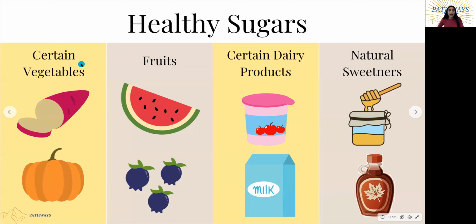So here are some ideas for where you can get healthy sugars. Certain vegetables like pumpkin, squash, fruits like watermelon and blueberries, certain dairy products like yogurt and milk, and also natural sweeteners like honey and maple syrup.